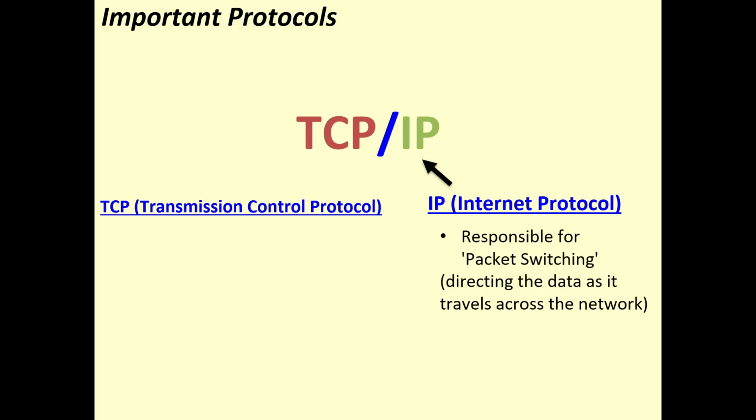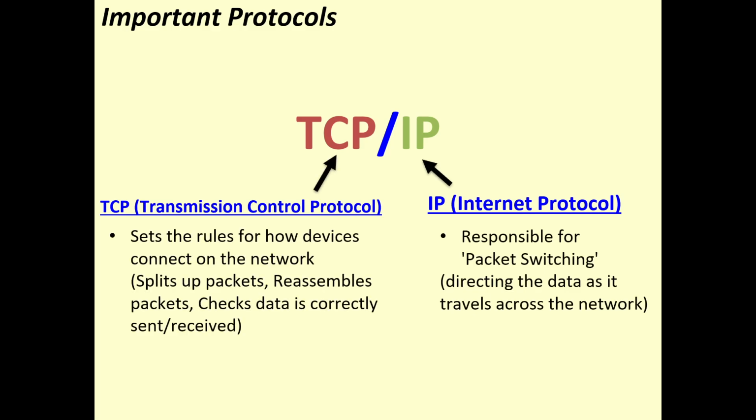This is actually two protocols that work together. You've got the TCP protocol, the Transmission Control Protocol, which is the rules for how devices connect on the network. And it's responsible for splitting up the packets, reassembling the packets, and checking that data has arrived correctly. Whereas the IP protocol, the Internet Protocol, is responsible for packet switching, directing the data as it travels across the network. And we'll be revising that again in a week or so.